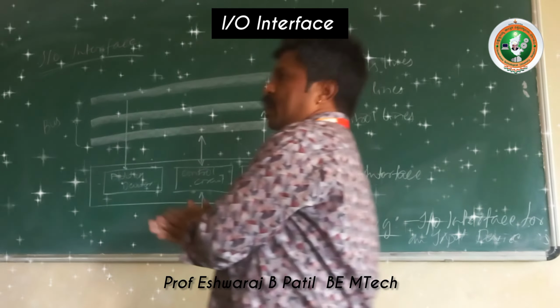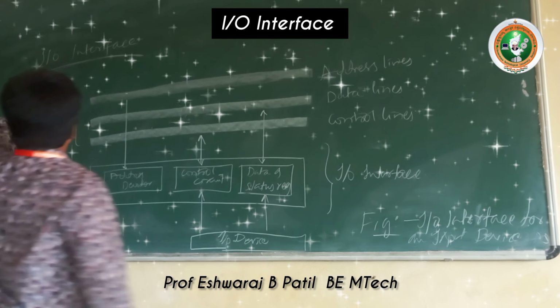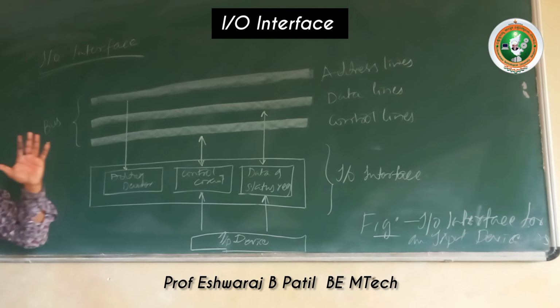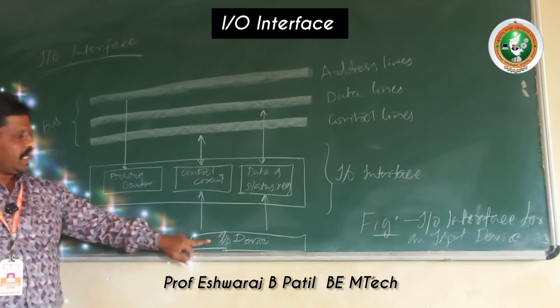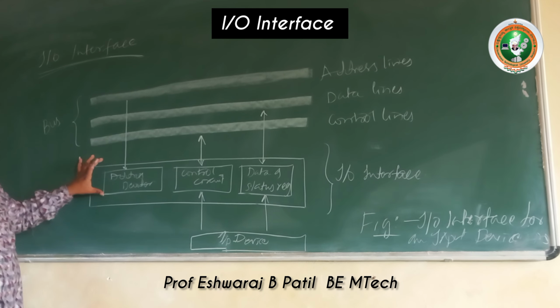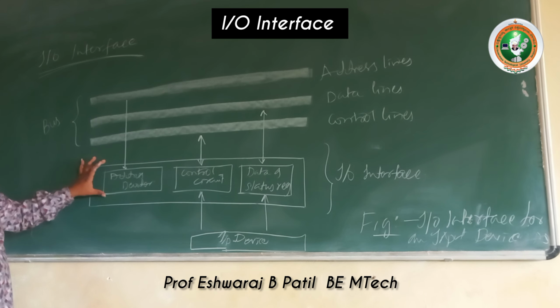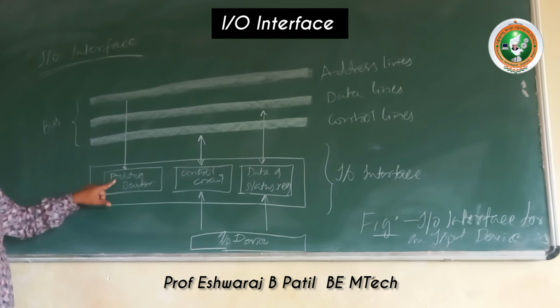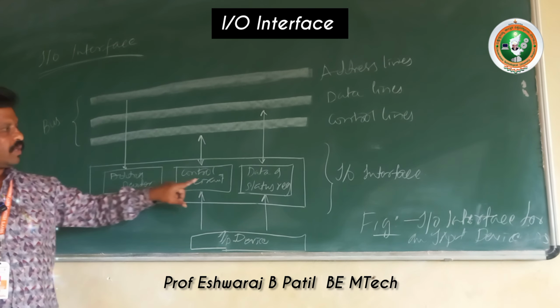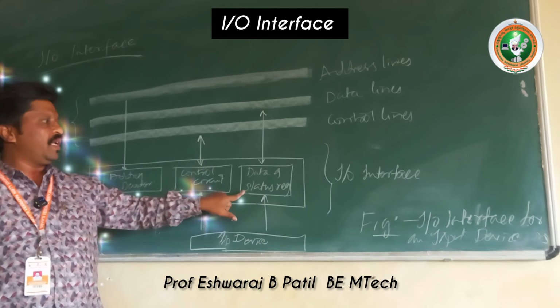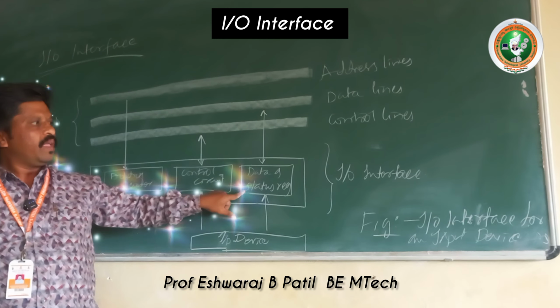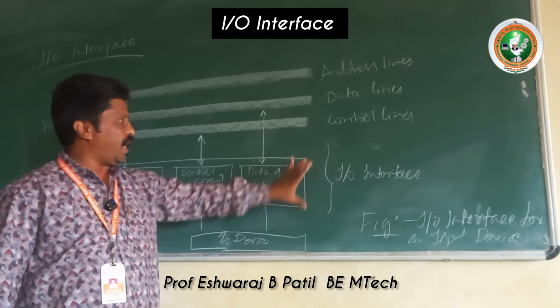This is used for the IO interface for the input devices. To connect an input device, there are four hardware components. One is the address decoder, another one is the control circuit, third one is the data registers, and the fourth one is the status registers. This is called the IO interface, the complete IO interface.